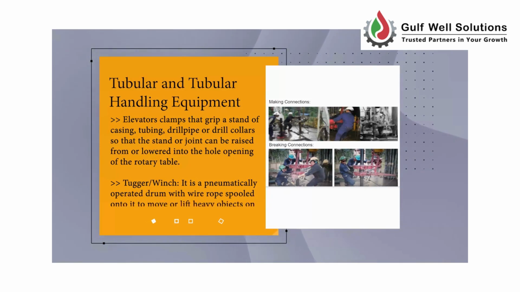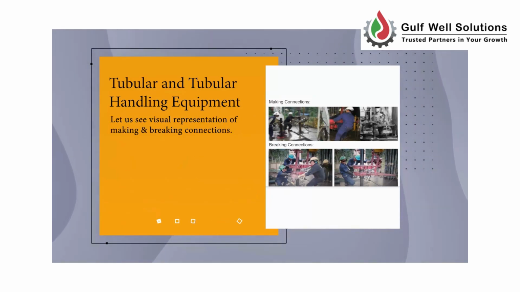Tugger/winch. It is a pneumatically operated drum with wire rope spooled onto it to move or lift heavy objects on the rig floor. Let us see a visual representation of making and breaking connections.